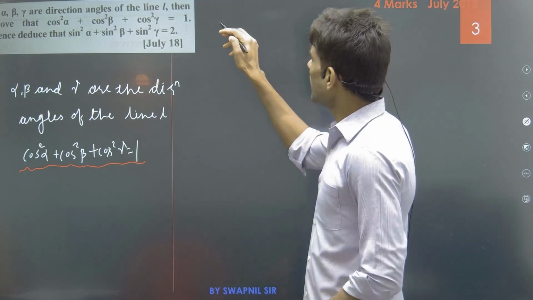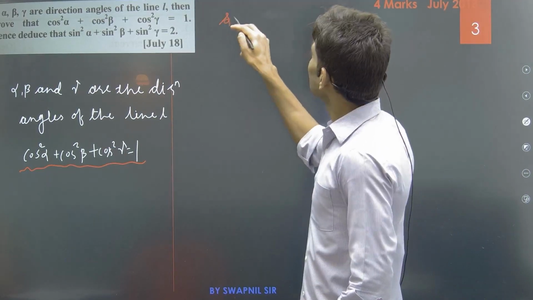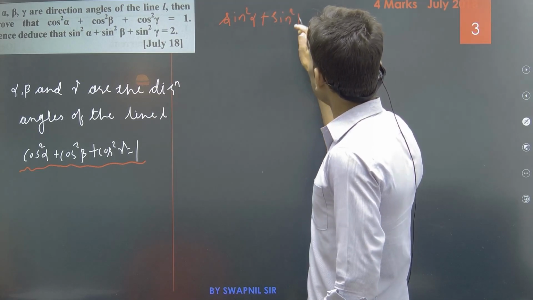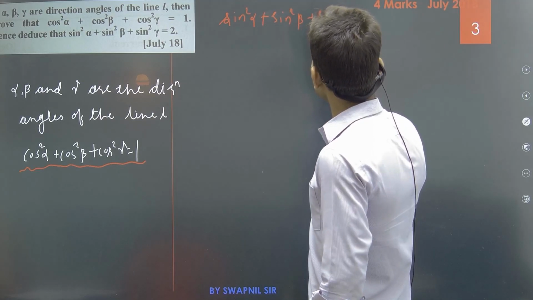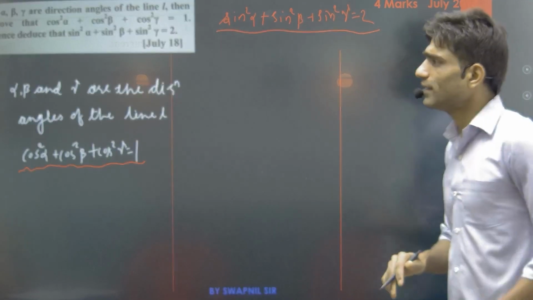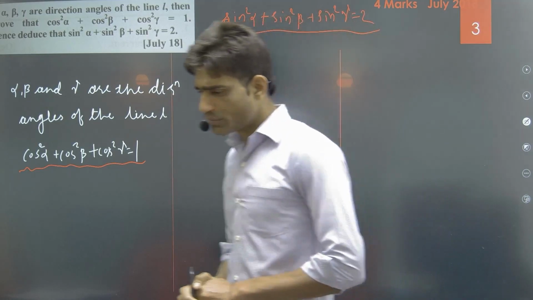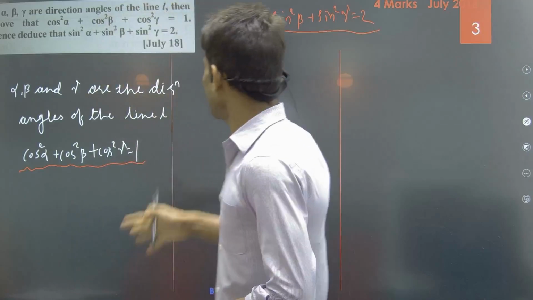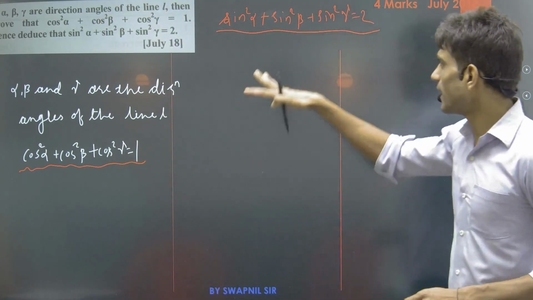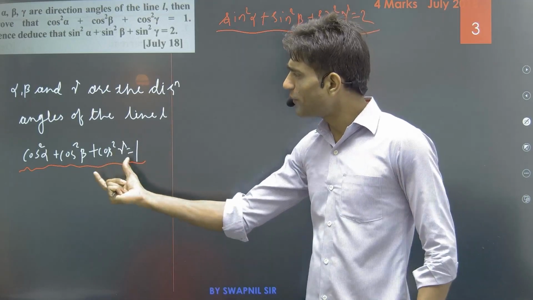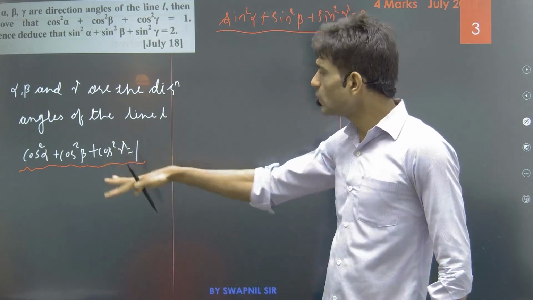Okay, so what we have to find here is sin square alpha plus sin square beta plus sin square gamma, which is equal to 2. This condition we have to prove using cos square alpha plus cos square beta plus cos square gamma which is equal to 1. Take this condition, apply some result and prove this one. By using this standard form of our statement, we are going to prove this condition here.